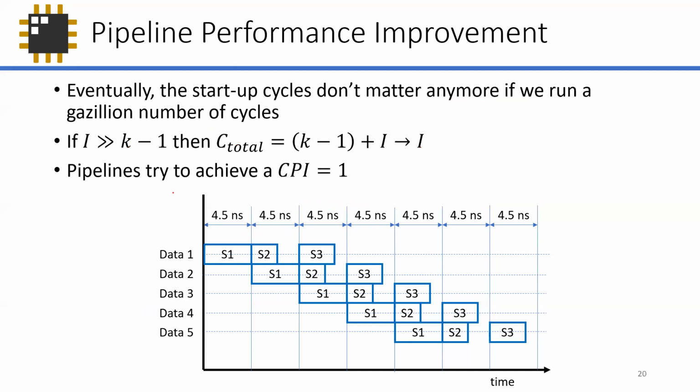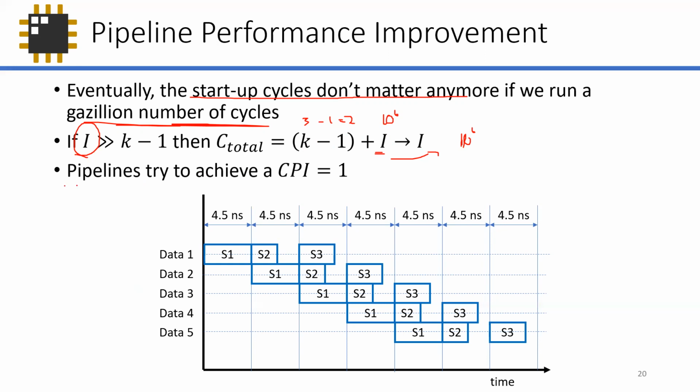But eventually, at some point later on, the startup cycles don't matter anymore if you're running a gazillion cycles for the data. That means, what if I, the number of instructions or data that you're processing, becomes infinite? It's very, very large. So let's say, for example, in our 3 stage pipeline, this k minus 1 is actually 2. But if you're running, say, 10 to the 6, a million data, technically 2 plus 10 to the 6 is just still about 10 to the 6 cycles, right? So that's pretty much it.